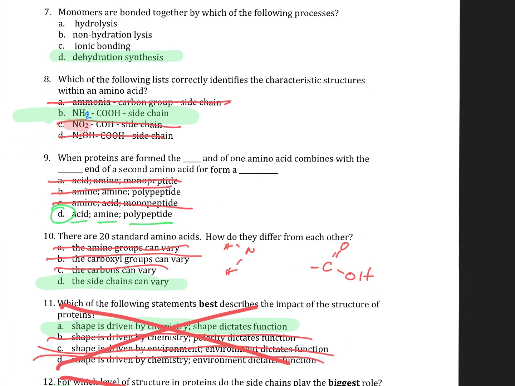And when you look at 9, it says the proteins are formed from something, and the amino acid of one amino acid combines with the something else of another amino acid to form a what? So when we look at it, I just did it. I literally just did it. So I hope you saw that it's the acid of one amino acid and the amine of the other to form not a monopeptide, but a polypeptide. So the answer here is this.